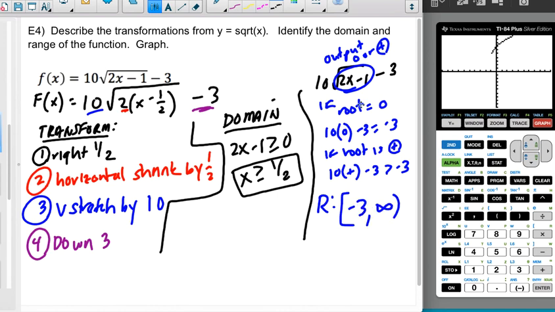It's going to get bigger than -3 as we go, and I forgot to write my domain parenthetically down here as well, so that's fine. All right.